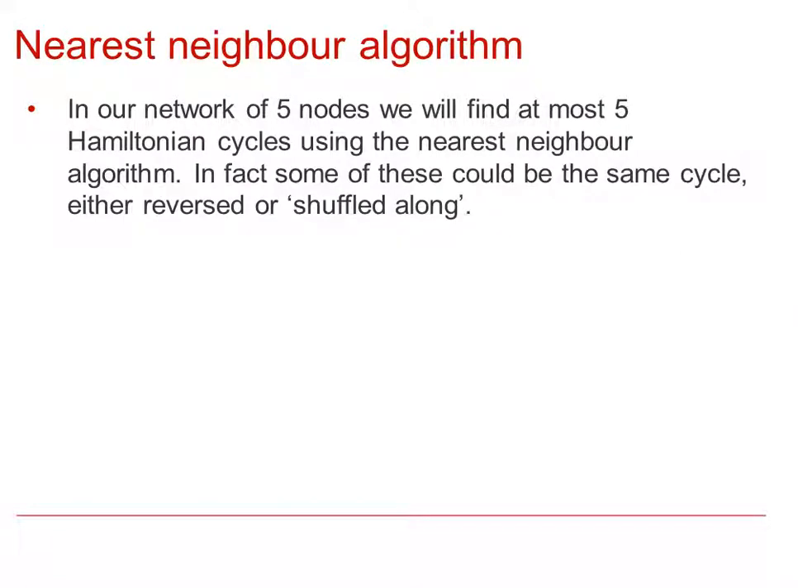So in our network of 5 nodes, we will find at most 5 Hamiltonian cycles. Remember, a Hamiltonian cycle is a cycle that starts and ends at the same vertex and visits every vertex exactly once. So the nearest neighbour algorithm will enable us to find at most 5 of these cycles, and in fact some of these could be the same.